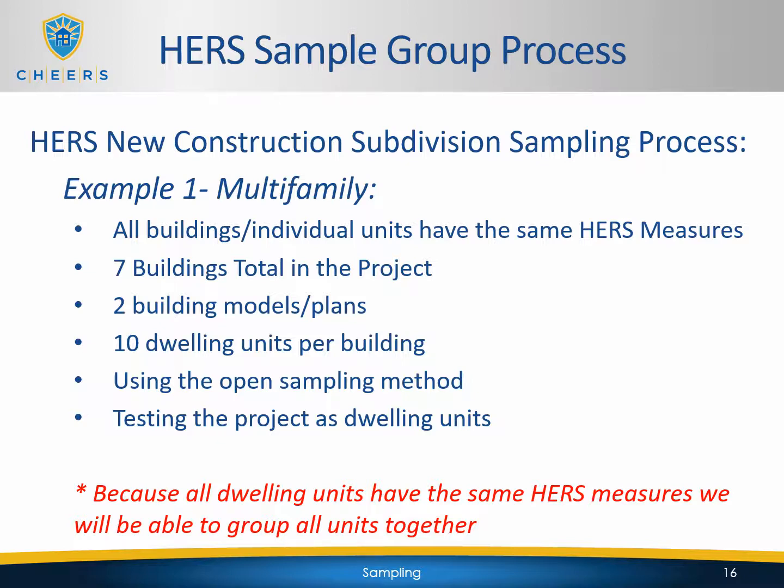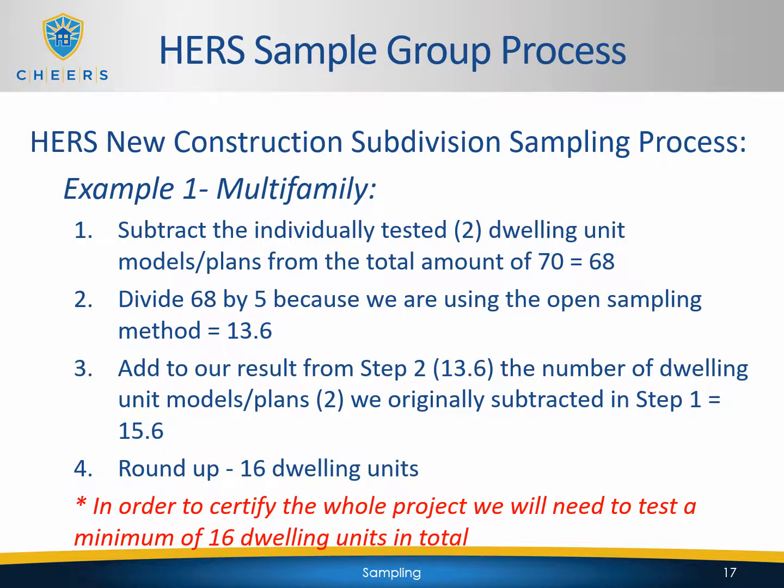So first we need to take our total count and subtract for the models that we will be testing. So we have a total of 70, 7 buildings, 10 units per building. So we subtract 2 for our model tests, and that will leave us with 68.